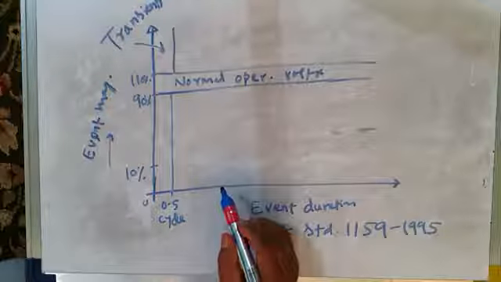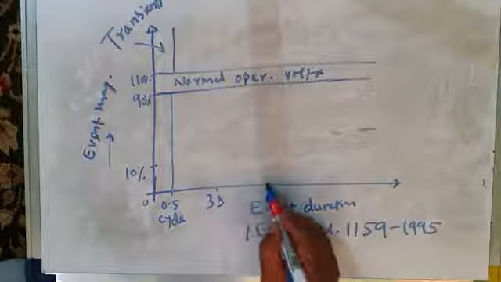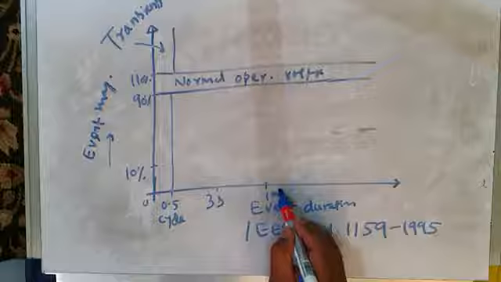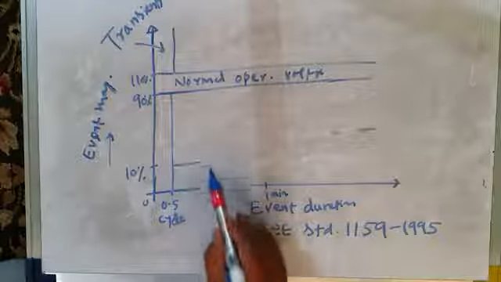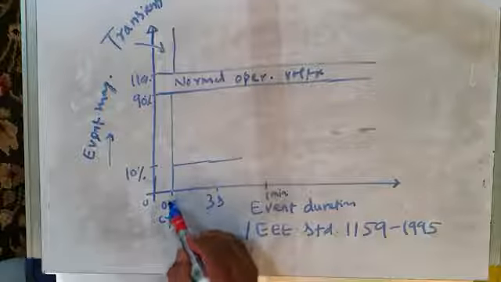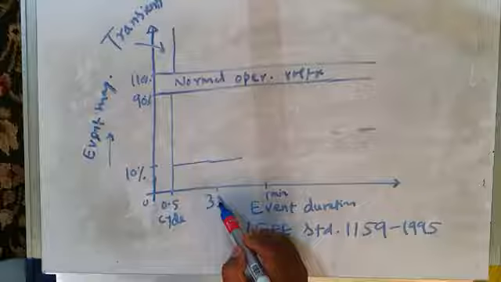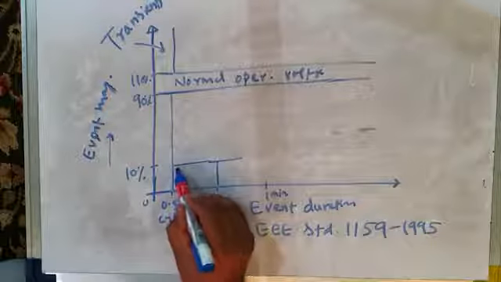Now this is 3 seconds. This is 1 minute, and so on. As you already know, if the voltage falls below 10%, but its duration is from 0.5 cycle to 3 seconds, just few moments back, we have defined it as momentary interruption.